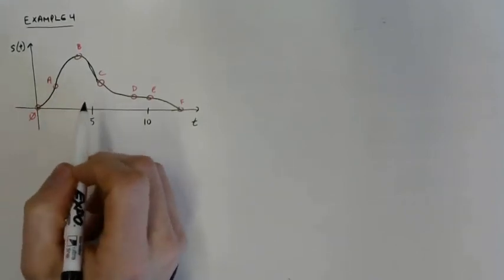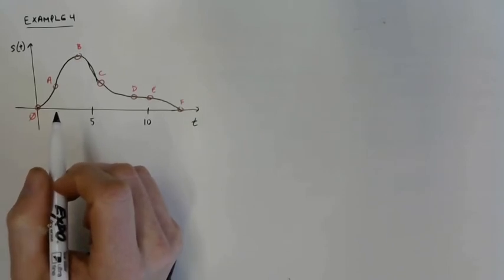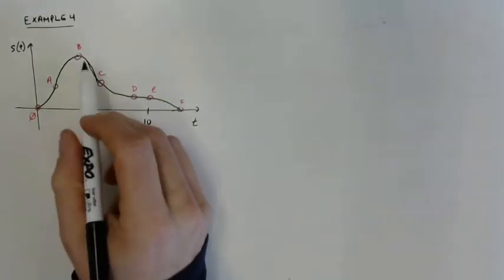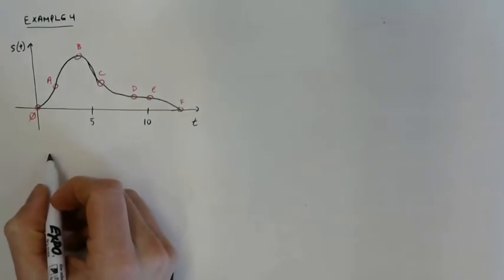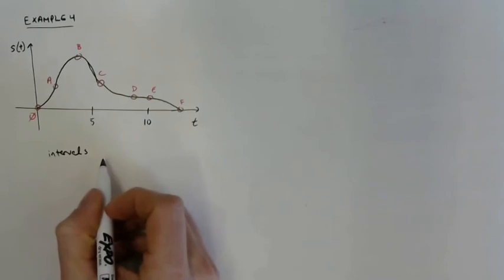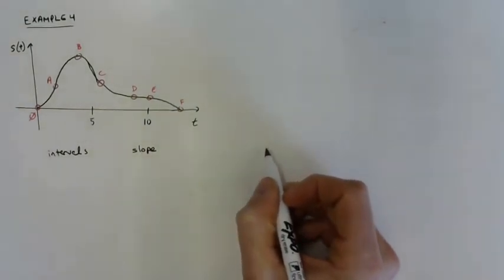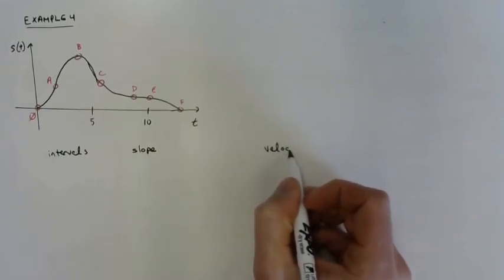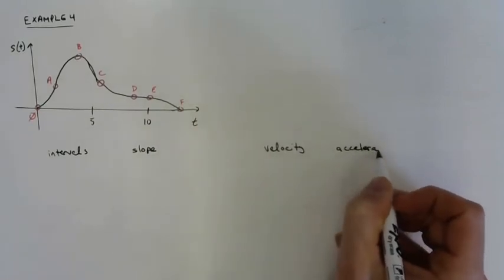Whatever it's doing, we're going to analyze it using a chart, and for each interval from 0 to A, from A to B, from B to C, etc., we're going to determine the sign of the velocity and the acceleration, just like we did in the previous example, just by looking at the slope of this graph this time. So we have another chart. Underneath, you've got the intervals. We're going to describe the slope. And from that slope, we're going to determine the sign of the velocity and the sign of the acceleration.